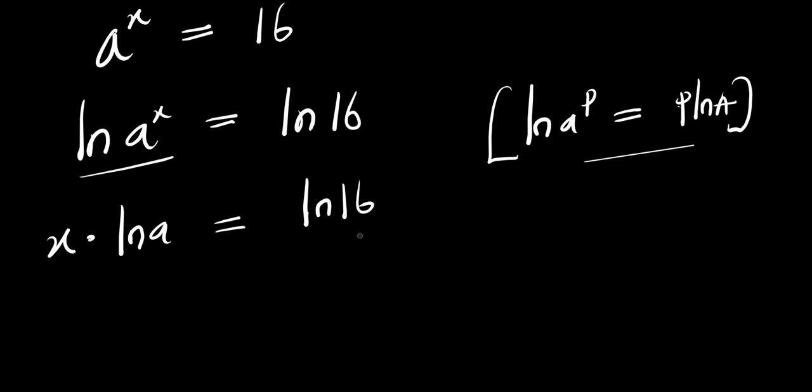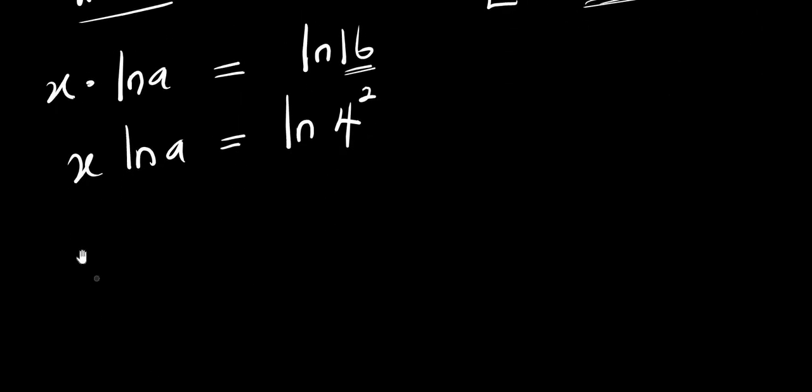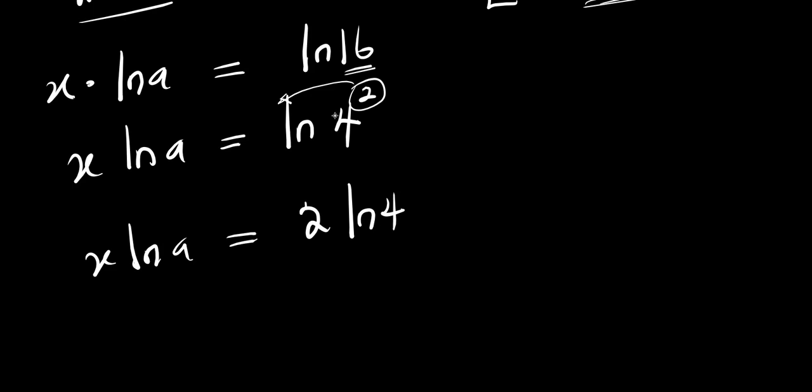So next step is to express 16 as 4 power 2. So I have x times natural log of a equals natural log of this is 4 power 2, which is 16. We apply the same identity again. I have x times natural log of a equals this is 2 times natural log of 4 because this 2 comes behind here.